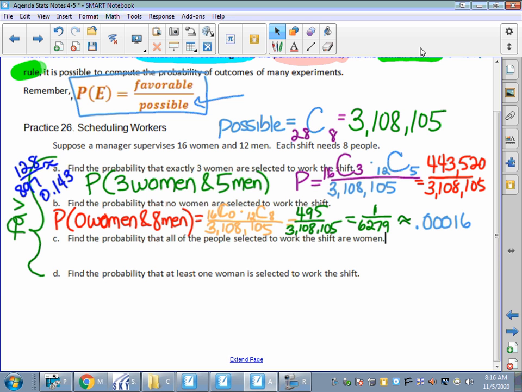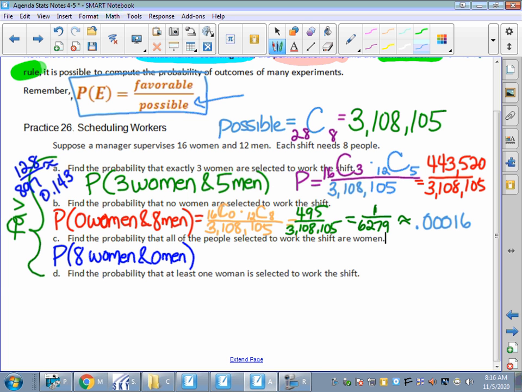Find the probability that all of the people selected to work the shift are women. So the last one was 0 women. This one is all of them. So the probability, and how many are all of them? It's got to be 8, right? Not 16, because a shift has 8 people. So we've got 8 women working. Don't forget the other part. That means we've got 0 men working.